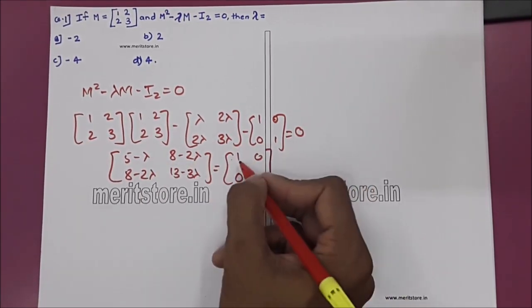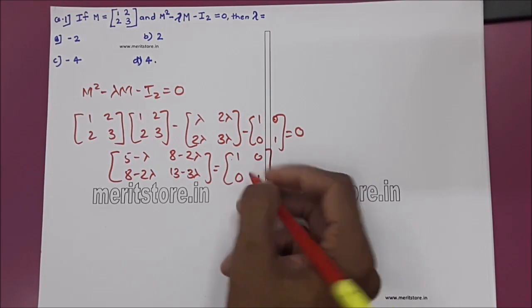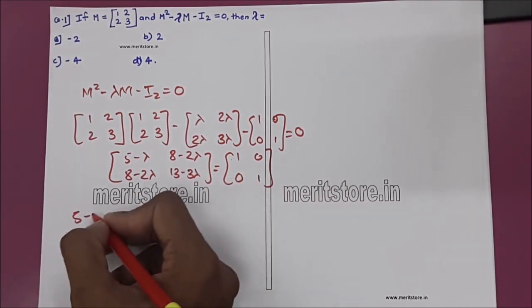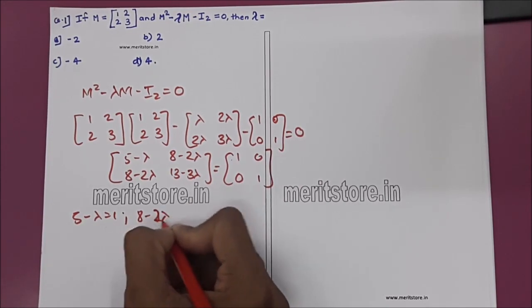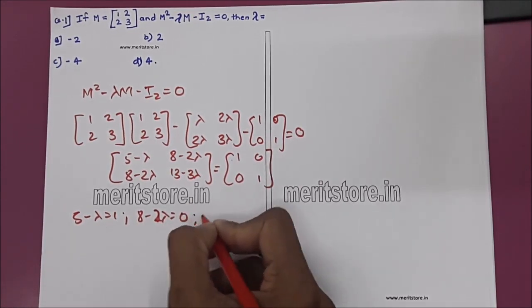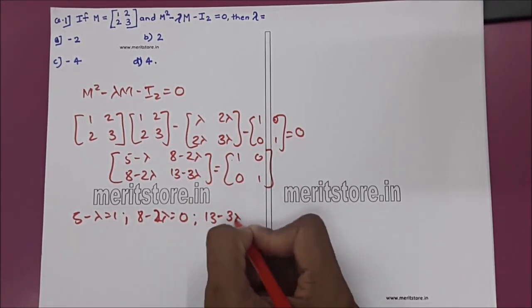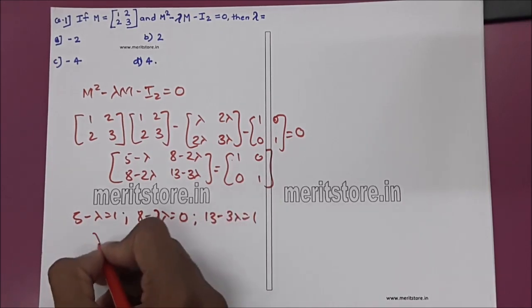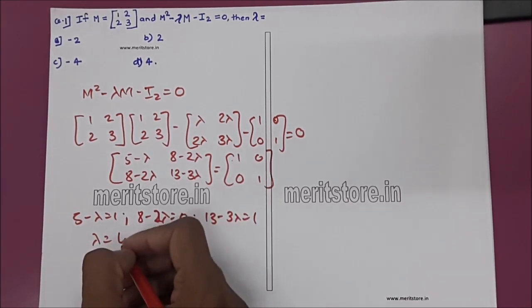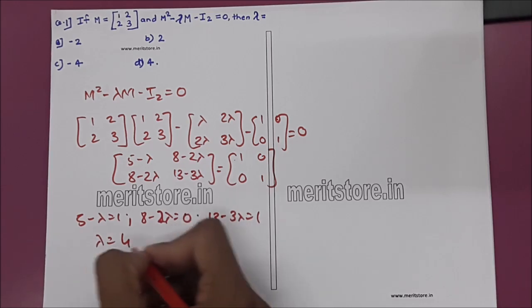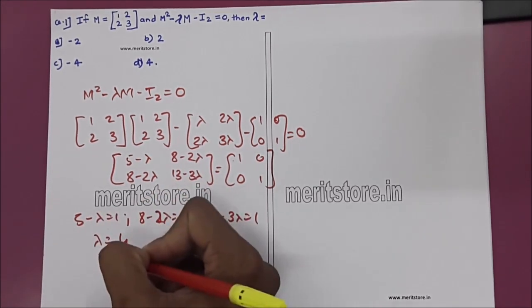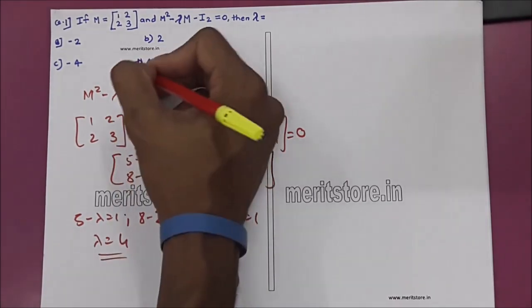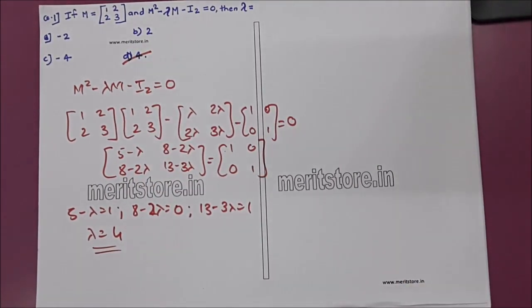We compare this value with the unit matrix, and that's why we get 5 minus lambda is equal to 1, 8 minus 2 lambda is equal to 0, 13 minus 3 lambda is equal to 1, from which we get lambda is equal to 4, which satisfies all three equations. We substitute this, therefore the lambda value is equal to 4, which is option D. Option D is the correct answer.